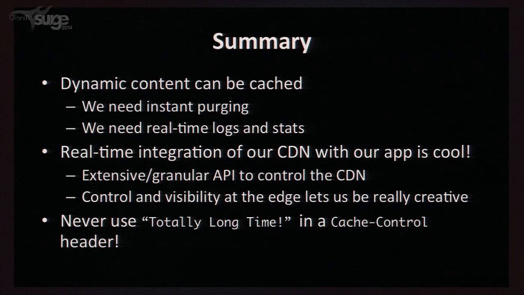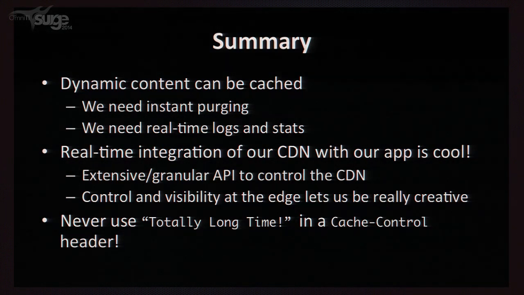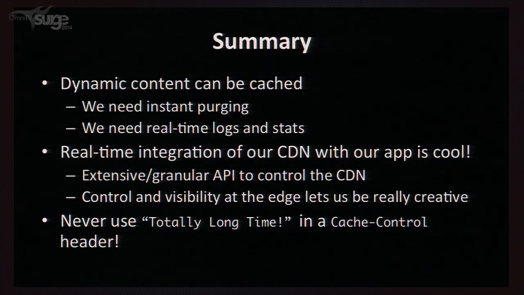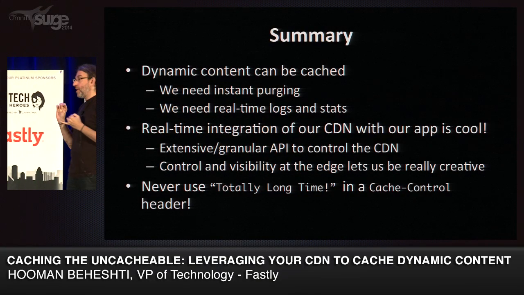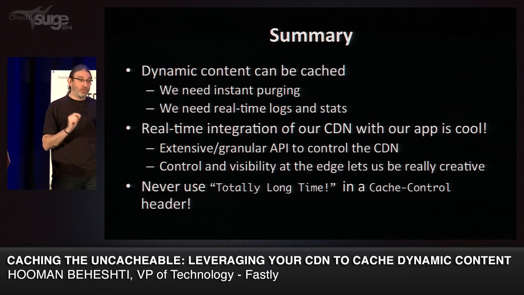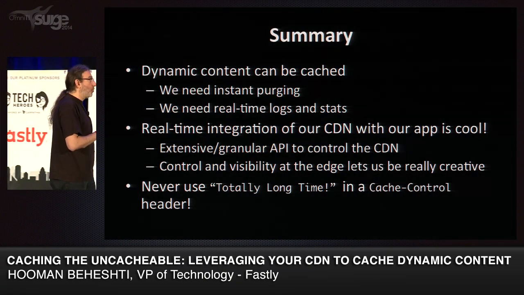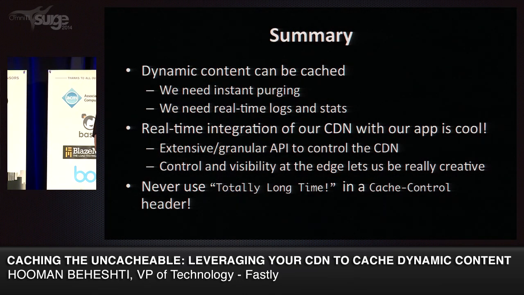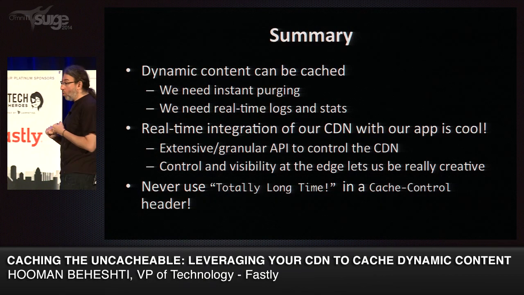We've talked about the fact that dynamic content can be cached a lot more than we think it can be cached. It can be cached if we have instant purging. It was very important for us to have instant purging. It's this instantaneousness of that purge that lets us cache without the anxiety that would otherwise come from just using cache headers. We need real-time logs and stats to be able to do some of this caching, so that visibility that we were used to before doesn't go away.